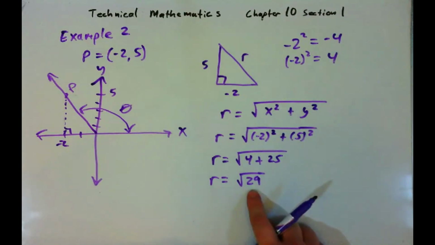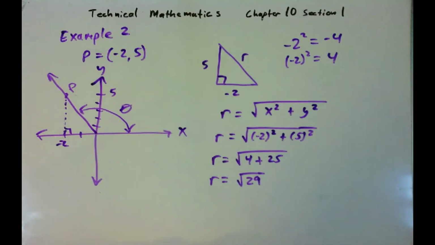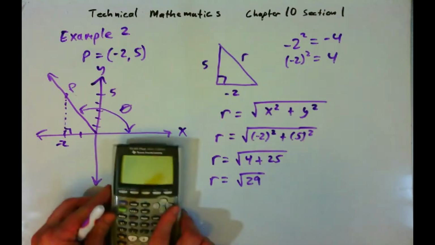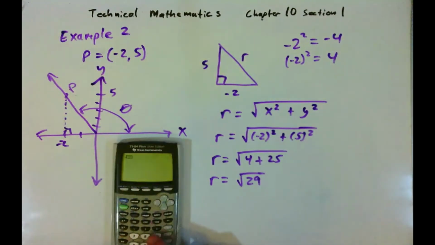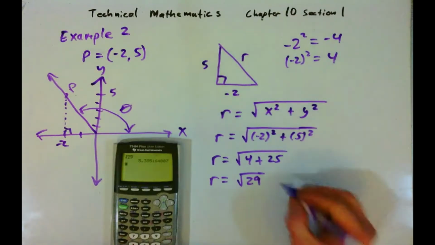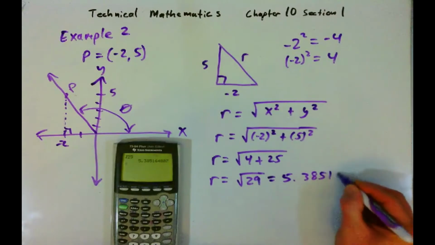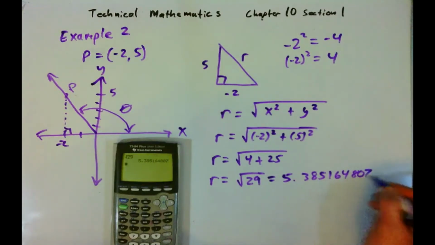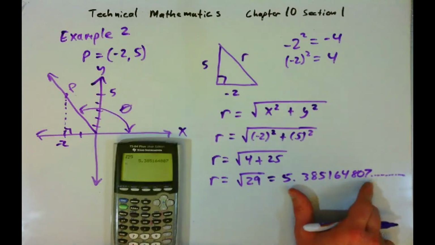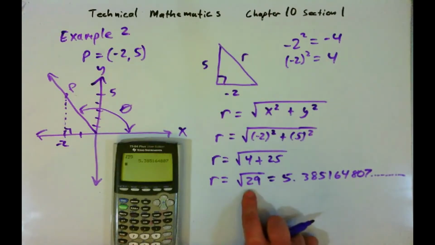Okay, and this is a radical that does not reduce. We could leave it in radical form just like this. We could find the decimal representation if we wanted. That would only be an estimate. And so if we took the square root of 29, we get 5.385164807, and this goes on forever and never repeats. And that's why we do not prefer this decimal representation. I'd much rather you left this as square root of 29.